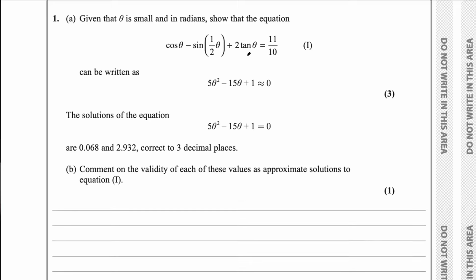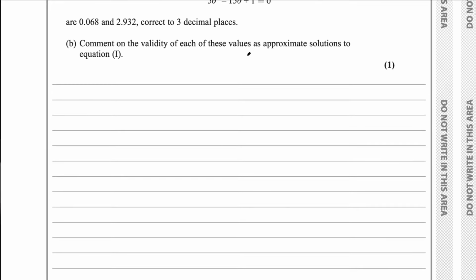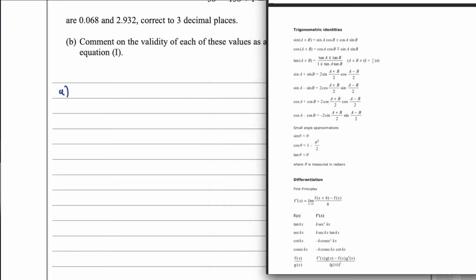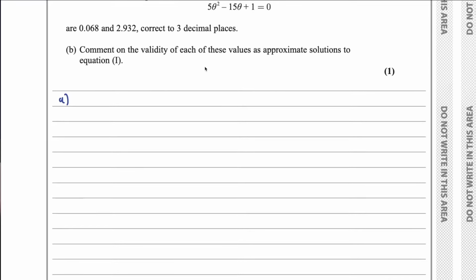Okay, so for this we'll need the small angle approximation formulas, and you don't have to memorize these, they are in your formula booklet. So if I pull that up, these are our small angle approximations. Sine theta is approximately theta, cosine theta is approximately 1 take theta squared on 2, and tan theta is approximately theta when theta is in radians. So we're going to need all of those for this question.